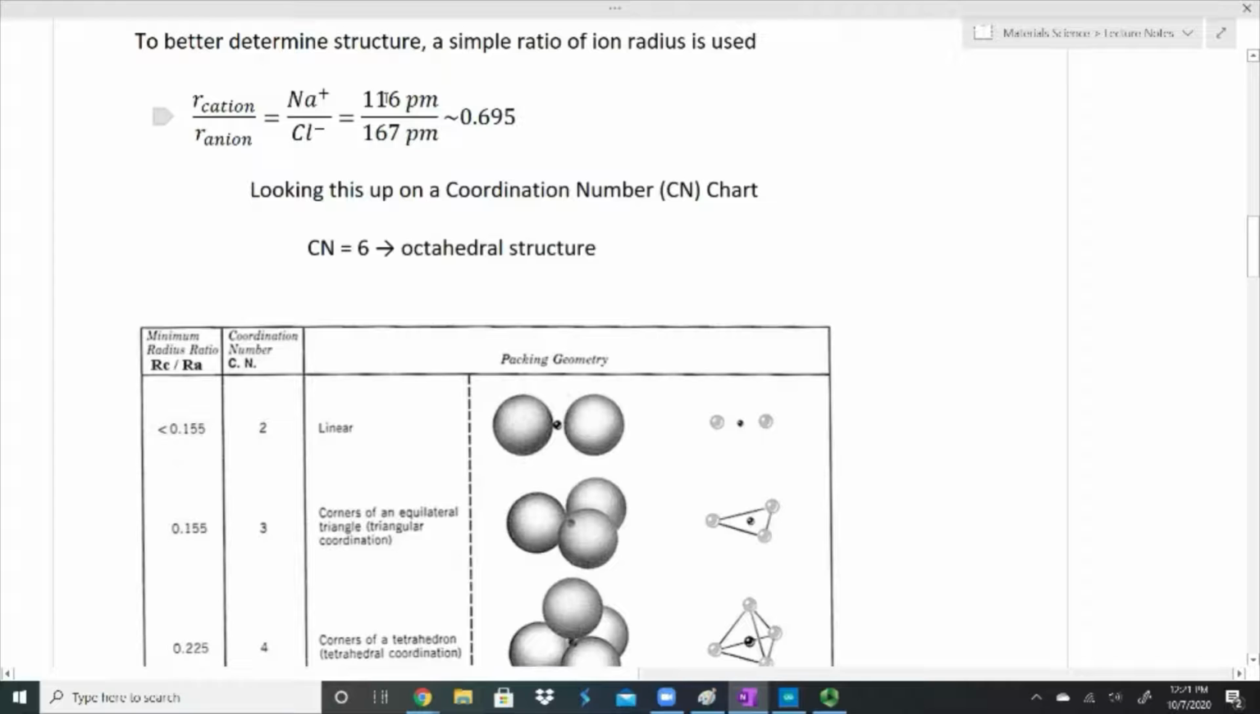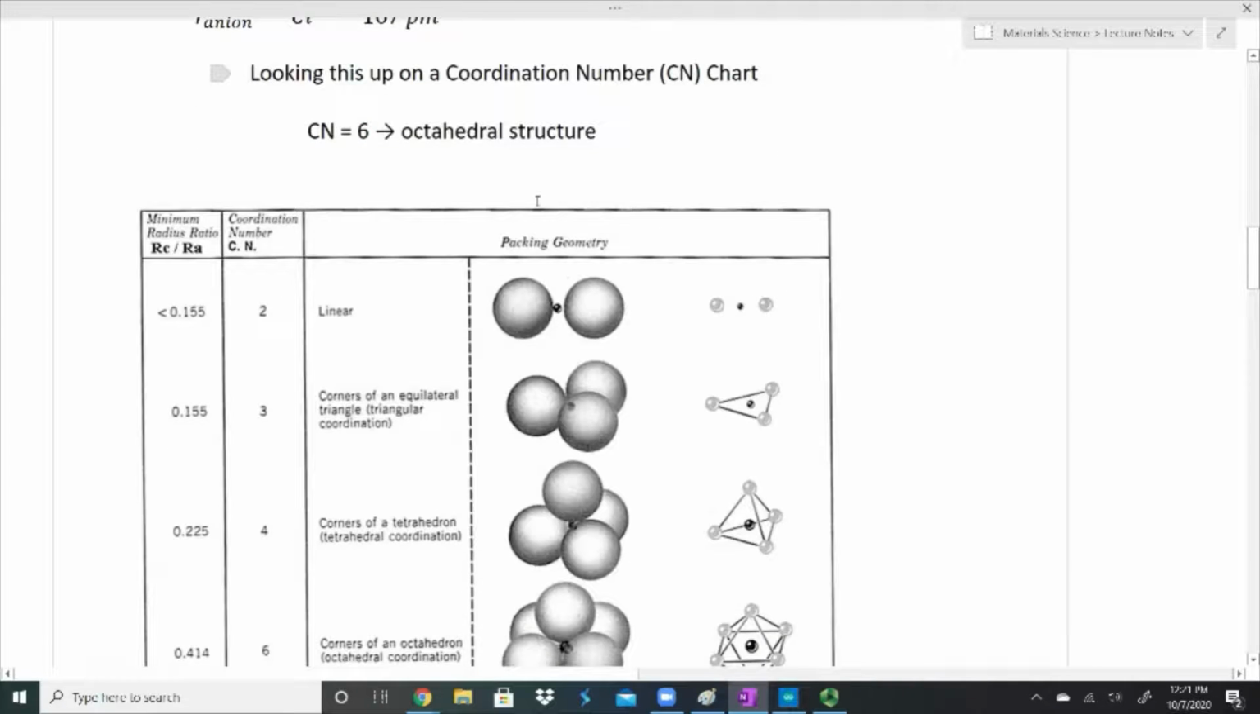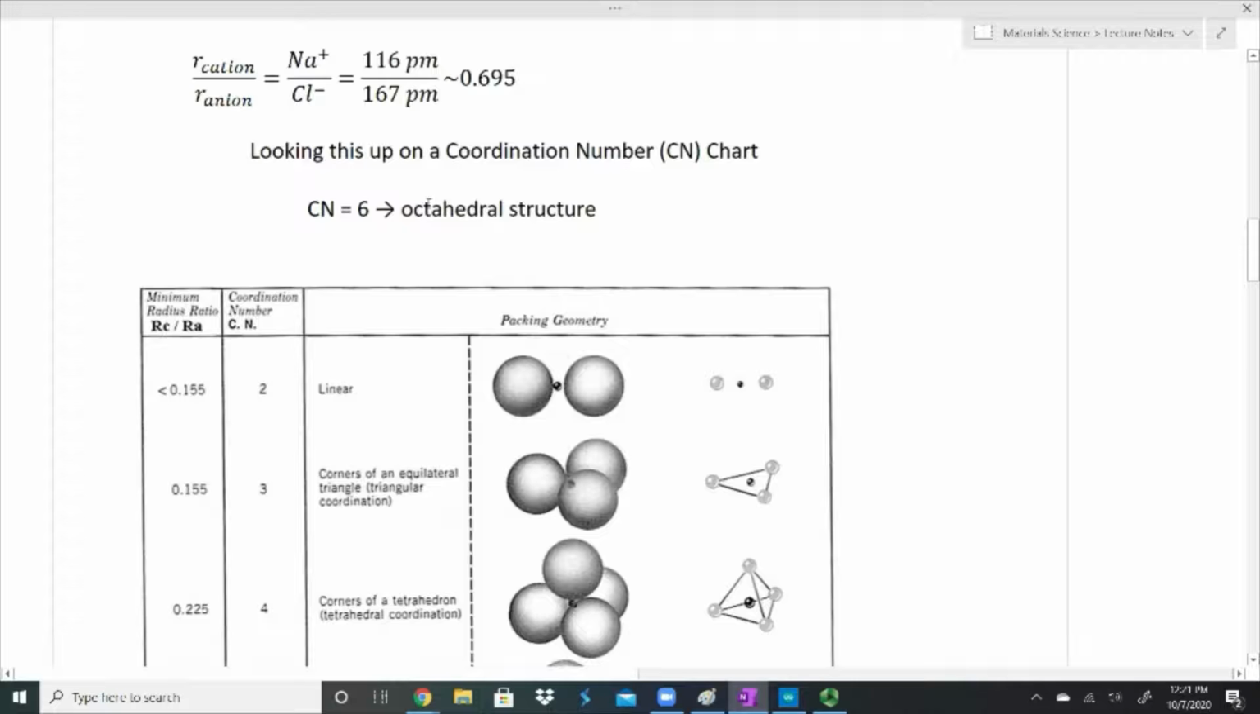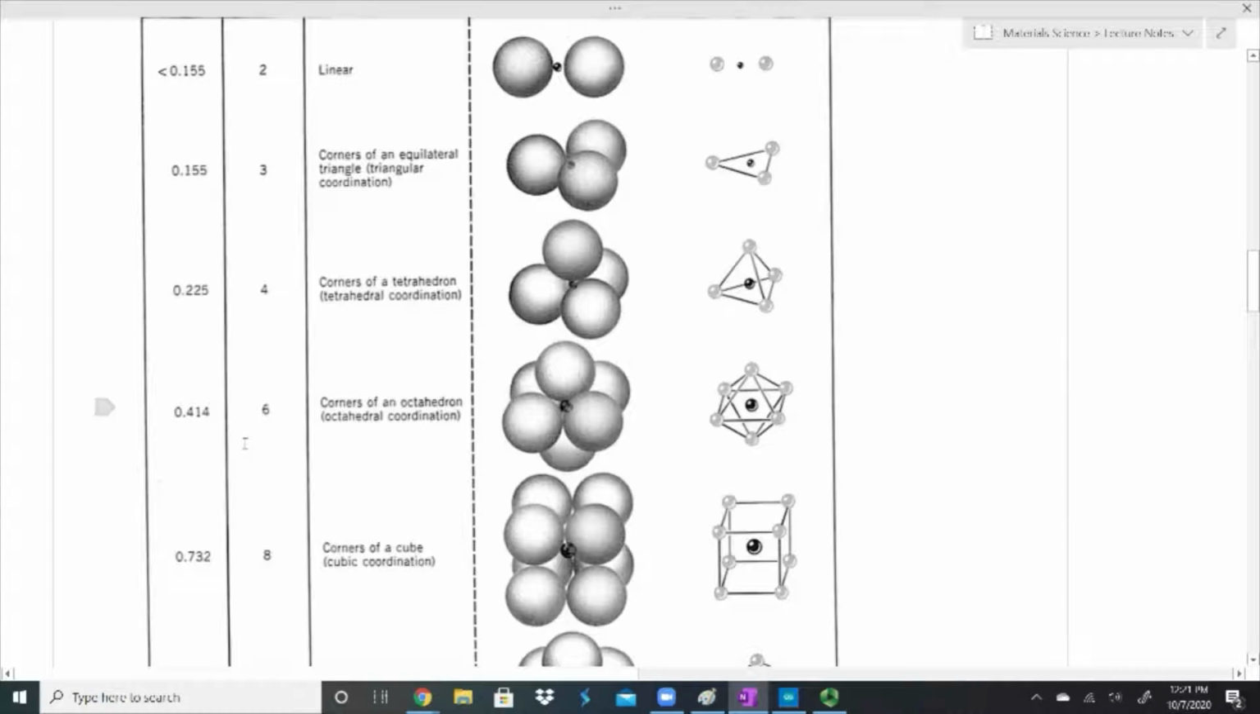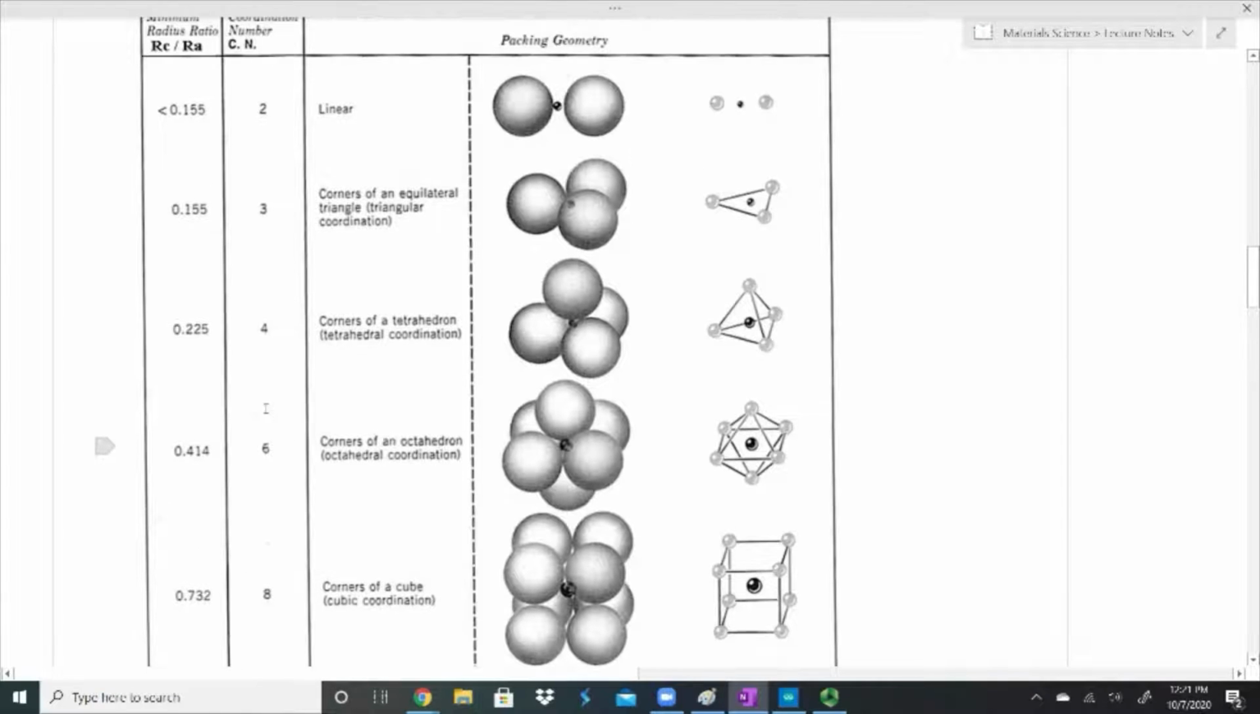I looked this up, and depending on the chart, of course, the numbers can be slightly different. I went ahead and plugged those in, and I got about 0.695 for my ratio. What I can do then is go to this coordination number chart below, and try to find where this number fits in. This number fits in between 0.414 and 0.732. And so what I have here is a coordination number of 6.